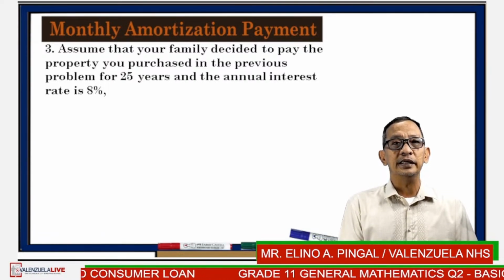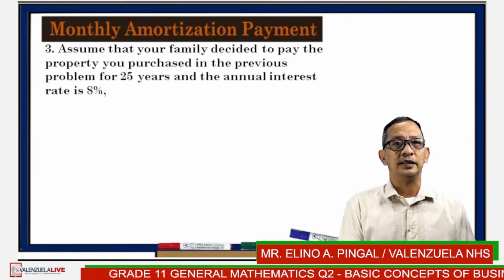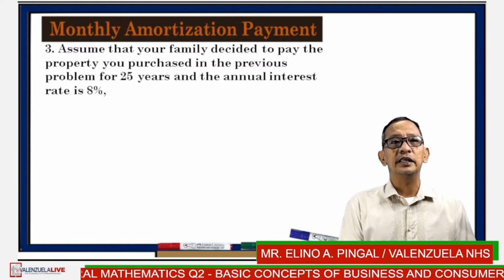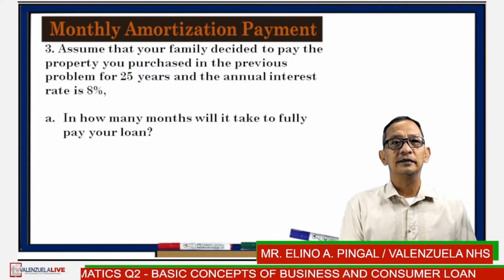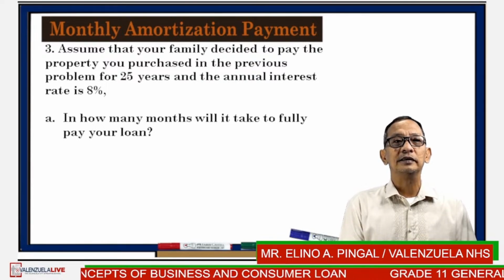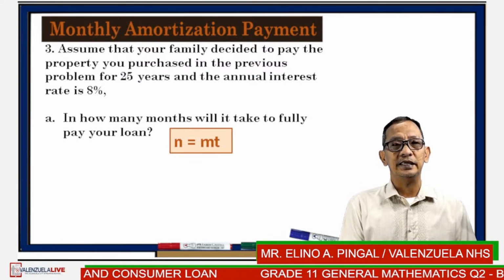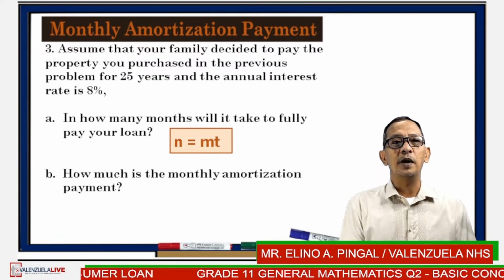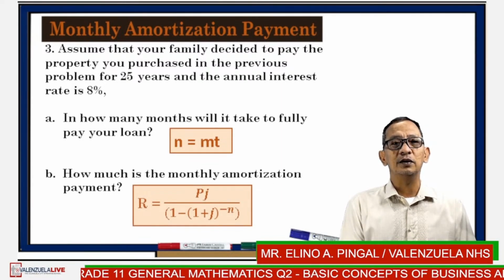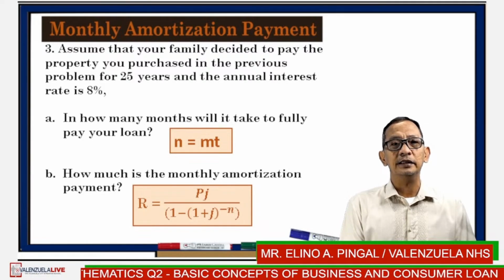For problem number 3, referring to problem number 2. Assume that your family decided to pay the property you purchased in the previous problem for 25 years and the annual interest rate is 8%. A, in how many months will it take to fully pay your loan? N is equal to M times T. B, how much is the monthly amortization payment? That is R is equal to PJ all over 1 minus the quantity 1 plus J raised to negative N.